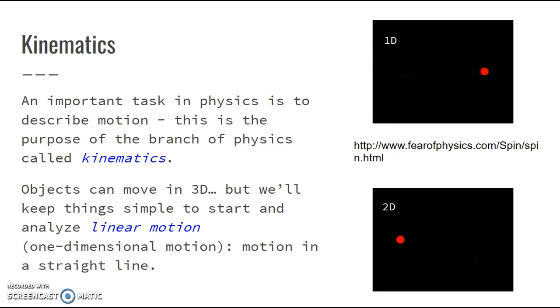Now, objects can move in three spatial dimensions. They can move forward, back, side to side, and up, down, we'll go with. But we're going to first talk about linear motion, also known as one-dimensional motion. So the motion of an object is restricted to a straight path. It can still move back and forth along a straight line, but this will be the simplest approach to learning kinematics. So basically, if we're to track our object, we'll be able to take our ruler and line it up, and our object will always stay on that ruler.